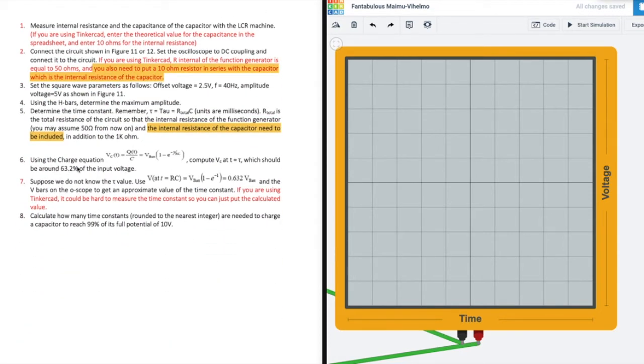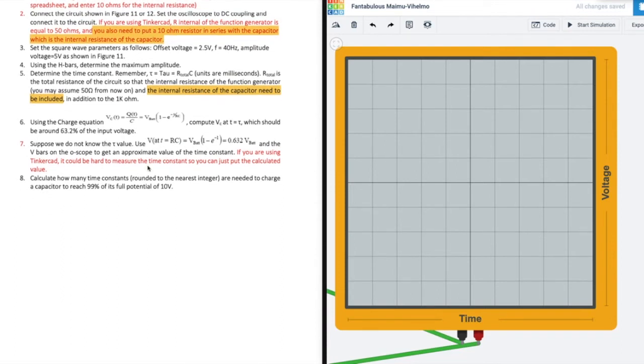Next, we use the charge equation to compute Vc at t equal to tau. So all we need to do is let t equal to tau, and V battery. Remember, V battery should be the peak-to-peak value, so it should be 10 volt. And then we just do the calculation, and the result should be around 63.2% of the V battery. So simply, it's just 6.32. I already told you the answer.